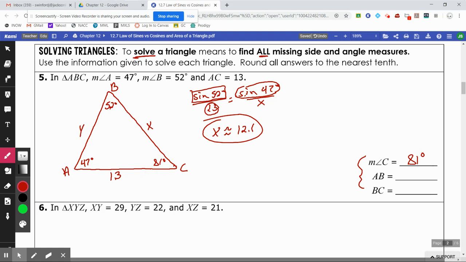And then to find your other side. Now, let me give you a word of advice. We know that this is 12.1 right here now. However, there's a problem with that. That is a rounded answer.